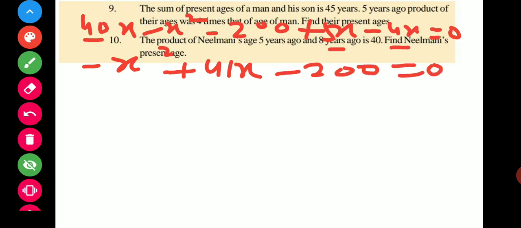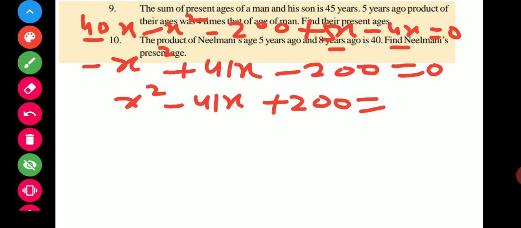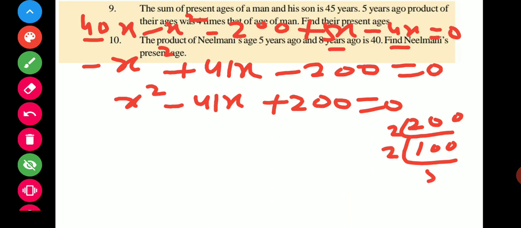equal to 0. So you can change the sign. So x square minus 41 of x plus 200 is equal to 0. Now you can do the factor of 200 and get the answer. 200 को जरा करके देखते हैं कितना हो जाएगा. ये 2 से 100 आ जाएगा, फिर आ जाएगा 2 से 50, फिर once again 2, so we get 25, and 5 5.